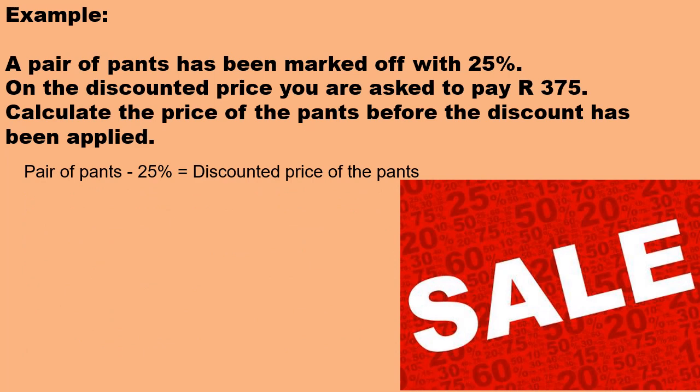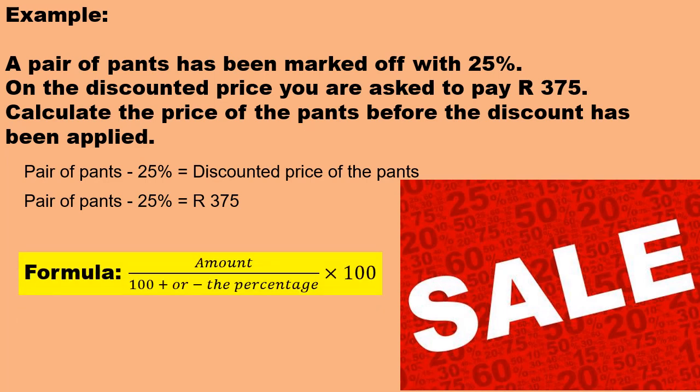So let's set up our question. It's a pair of pants, the original price, minus 25% would give you the discounted price of the pants. So the pair of pants minus 25% should give you 375. Can you see that we minus? So in our formula, what are we going to choose? 100 plus the percentage or 100 minus the percentage? Yes, 100 minus the percentage. So the formula is the amount divided by 100. We're going to choose the minus because it's a deduction. It indicates to us that it's a minus. 100 minus 25 will give you 75, times 100.